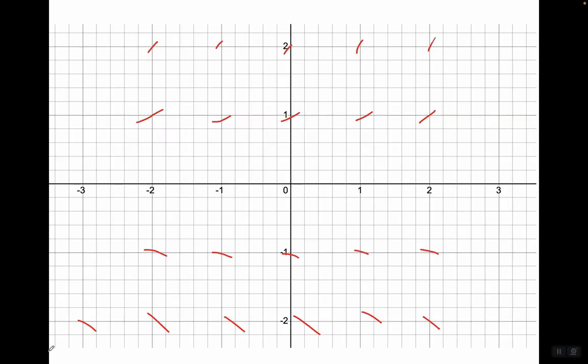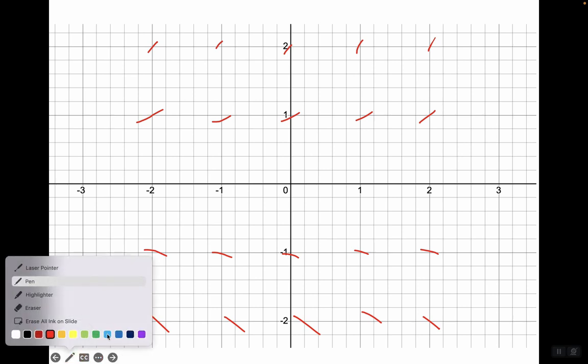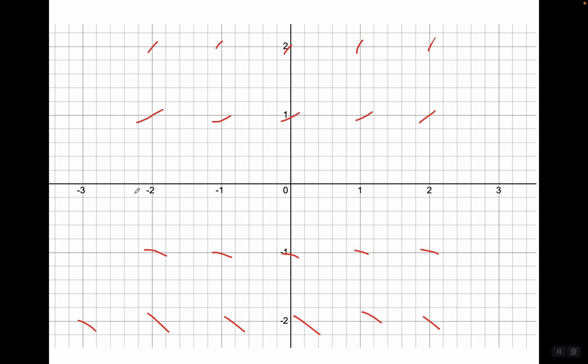First of all, let's change colors. Let's change to blue. So if the curve goes through this point, it's going to have this slope. But as it goes higher, it's going to have a higher slope. So we're going to end up with curves that look like this. And in the same way, if it goes through this point, it's going to have this slope, but as it goes further down, the slope will get steeper down, and we'll end up with something like this.